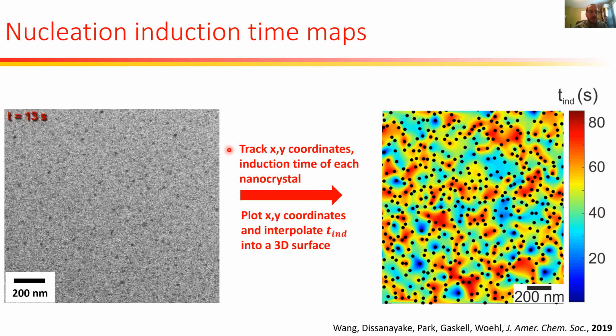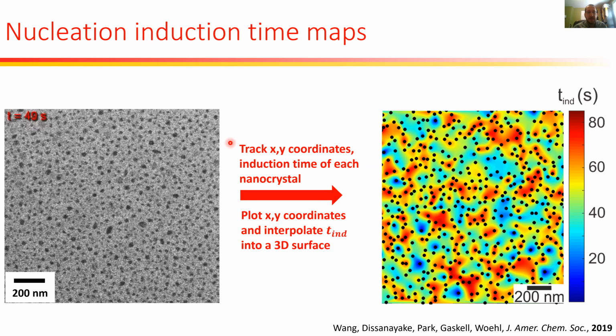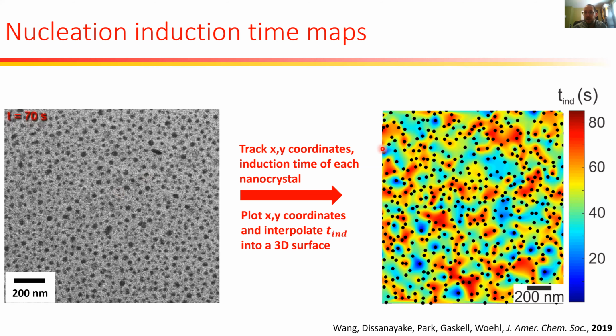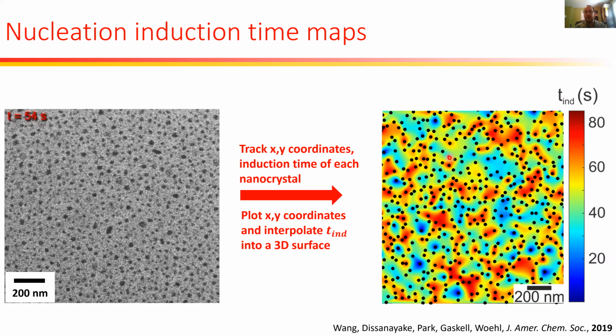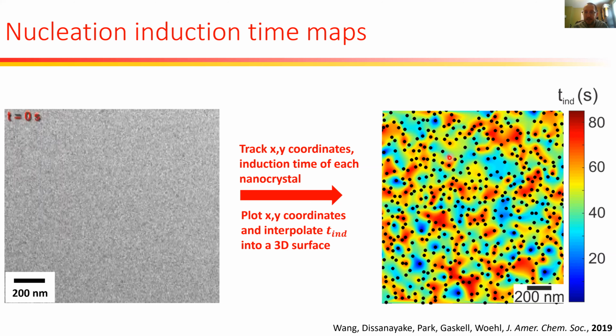Then we plotted those XY coordinates and interpolated the induction times into a 3D surface. Each of these black spots here on the right is the nucleus position extracted from the movie on the left. And the color is a 3D surface we fit to all the known induction times for each black point. So here we've modeled what the nucleation induction time is across the entire interface. And we see that it's very splotchy. This was very surprising to us, that we would have regions where nucleation is very fast and regions where it's very slow, like these red regions.